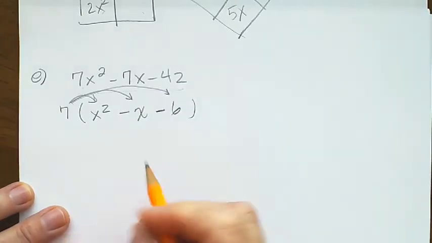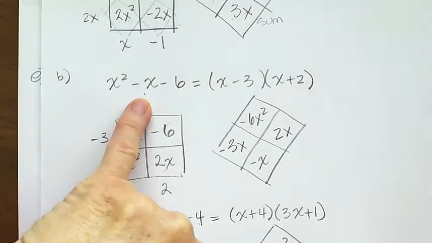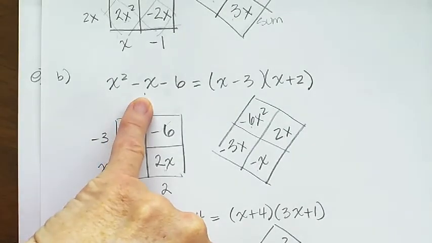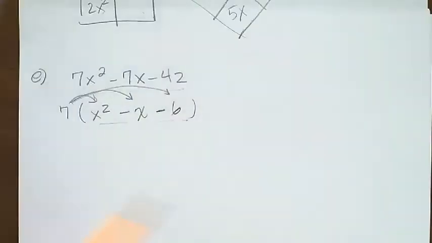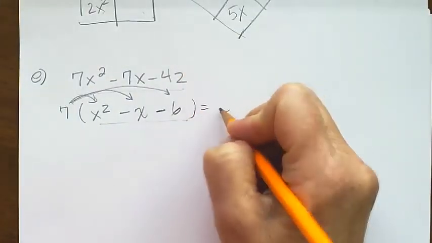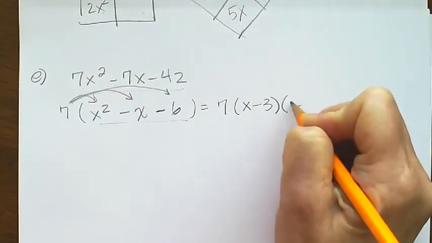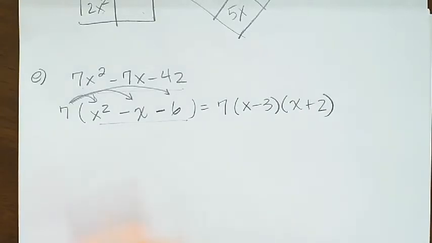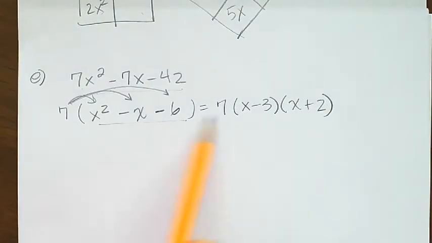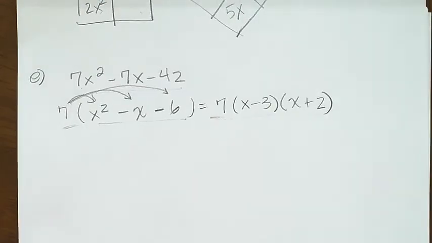And then this is the same as part B, which we already factored. So we know it factors into x minus 3 times x plus 2. So this is going to factor into 7 times x minus 3 times x plus 2. So that 7, you need to remember that that's part of the answer. Don't leave it over here. Bring it over. It's part of your final answer.